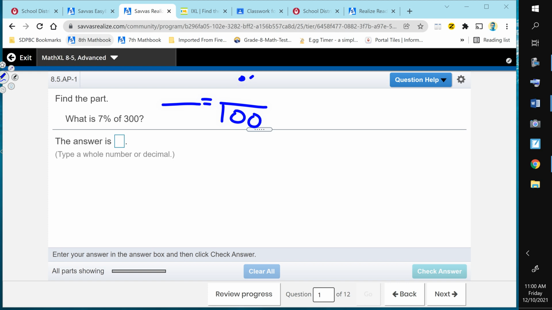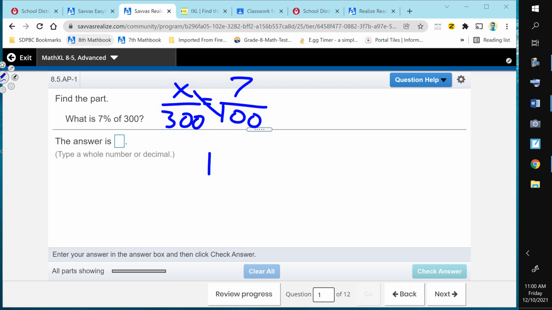Remember, whatever the percent is going to go there, whatever's with of is going to go right here. So looking at this, there's a 7% which is going to go here, of 300. Okay, so the 300 is going to go here, which means the variable x is going to go right there. Now that my proportion is set up, I can just cross multiply and solve.